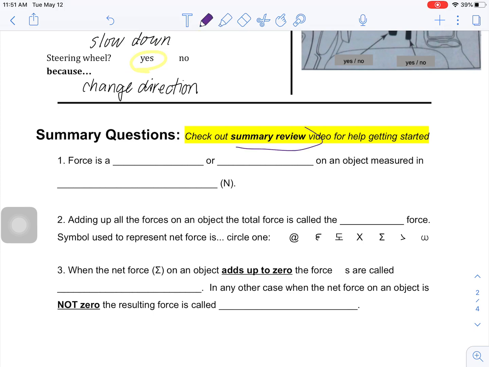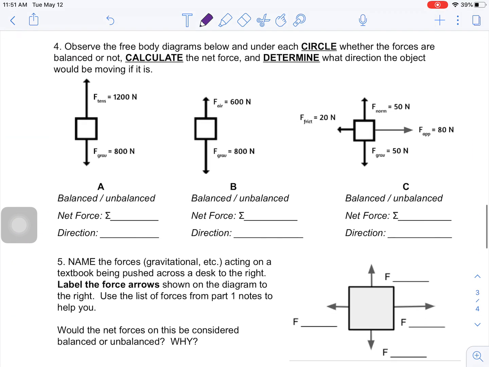So right now you're watching the summary review video, so I kind of did a quick overview of the notes. You should be able to fill in these blanks with some of the definitions from the notes both on Monday and today. Okay, here's where it gets a little bit tricky, where we have these free body diagrams that we're looking at. So we want to practice a few of these.